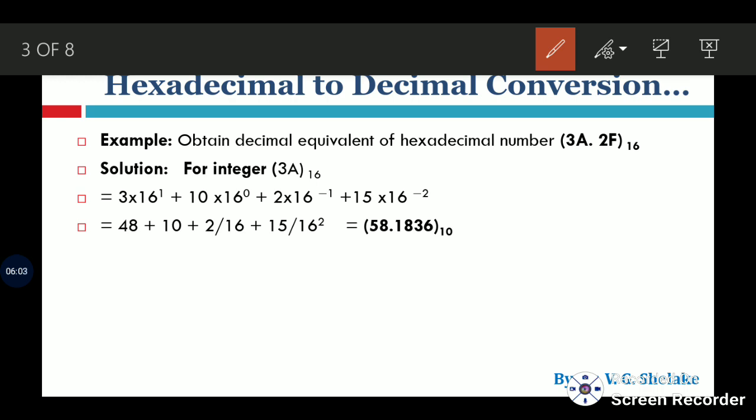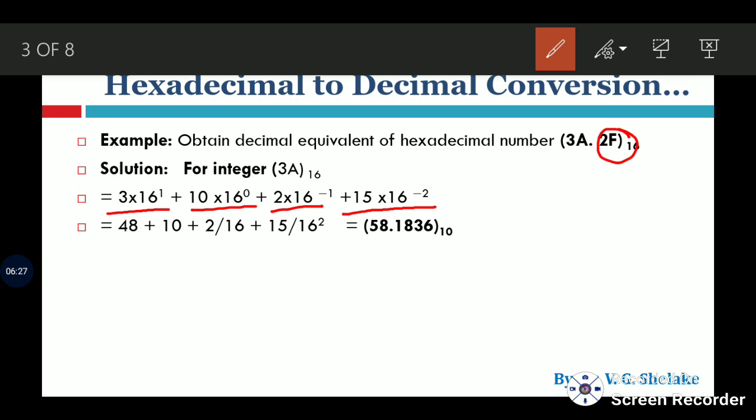For the integer 3A, 16 raised to 0, 10 into 16 raised to 0 and 3 into 16 raised to 1 because A is nothing but 10. And for this fraction part 2F, 2 into 16 raised to minus 1 and F is nothing but 15, therefore 15 into 16 raised to minus 2.